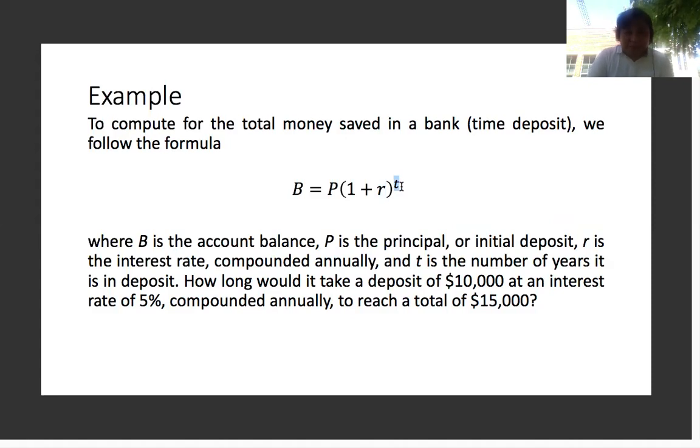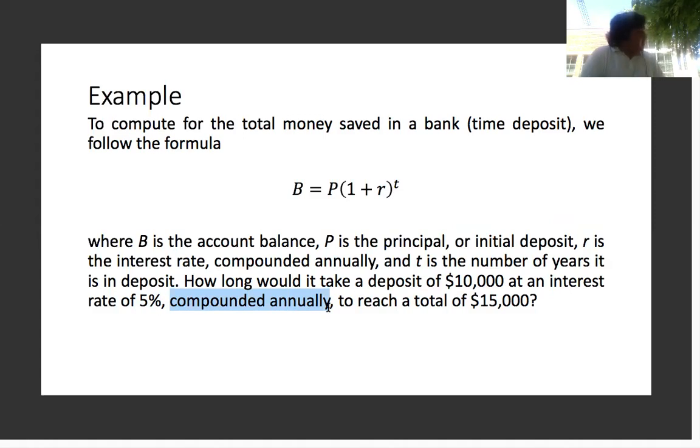All right, so now that we have this formula, the question is, how long would it take a deposit of $10,000? You have an initial deposit of $10,000 at an interest rate of 5% compounded annually. This 5% is the annual interest rate. The reason it mentions compounded is because in real life, deposits are usually compounded.